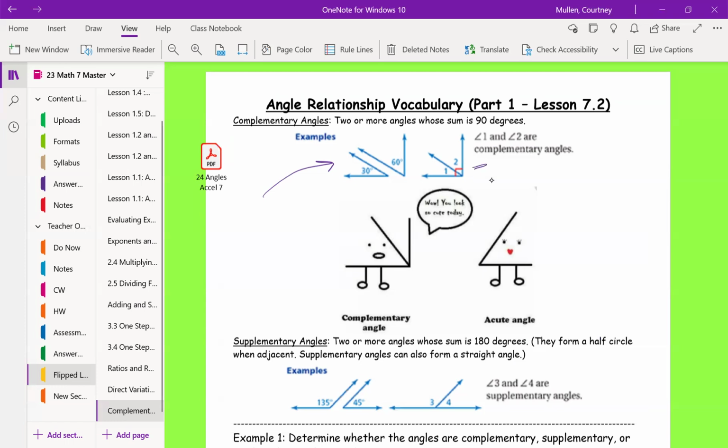And in this example right here, angles 1 and 2 are complementary because that little red box says that that angle is 90 degrees. So the sum of angles 1 and 2 is 90 degrees. And here you have a little cartoon, complementary angles, saying, wow, you look cute today, to the acute angle. Do you get the joke? Haha. Complementary, spelled with an E like this, is that word that we're just talking about right now. Complimentary, spelled with an I like this, means, oh, you look nice today, like giving someone a compliment.